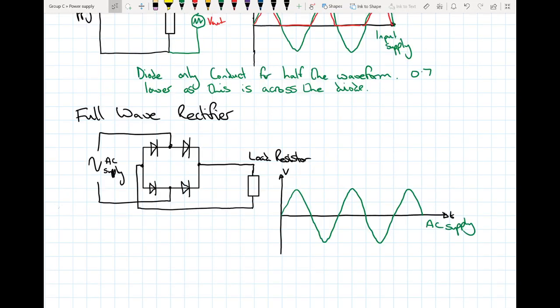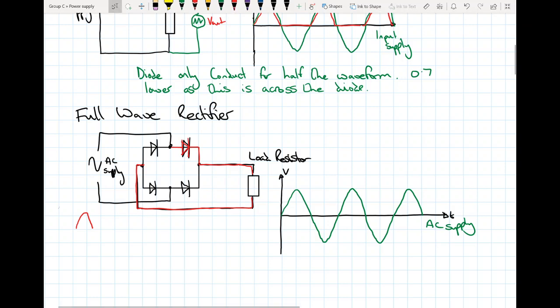Okay, so if we draw what we've got on our output now, so if we look at our positive cycle, here this is going positive, so therefore our positive cycle we're going to conduct through this diode, around through our load, and back round to here.